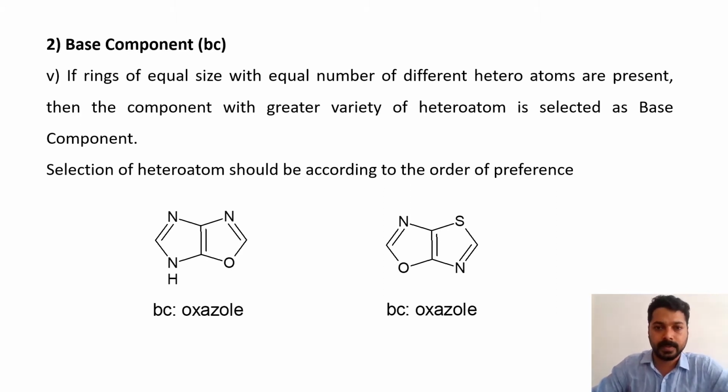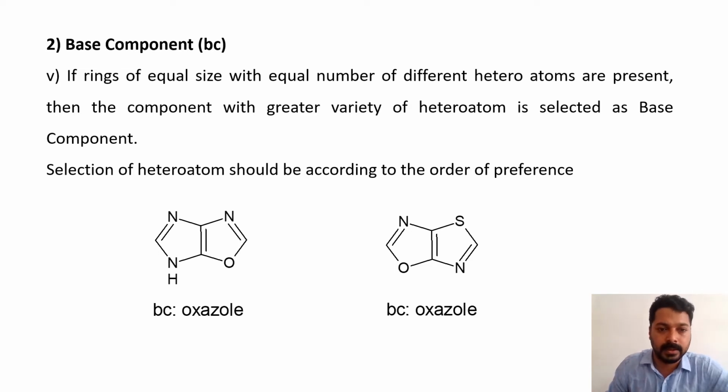The next criterion: suppose rings of equal size, both having the same ring size, and suppose an equal number of different heteroatoms are present. In that case, the compound with greater variety of heteroatom will be preferred as the base component. You can see both cases here.